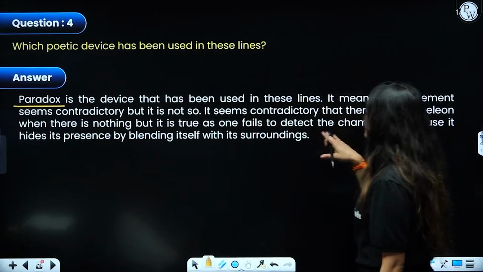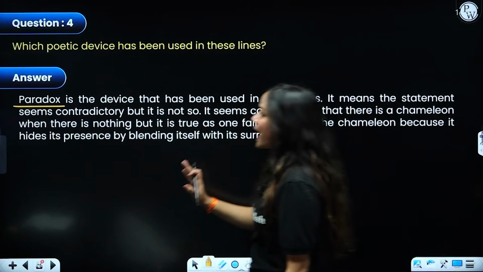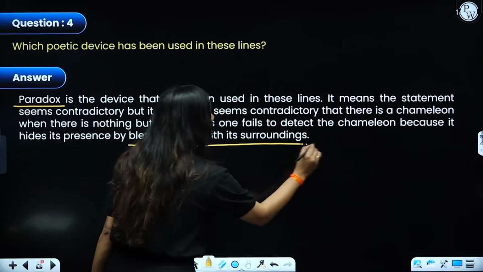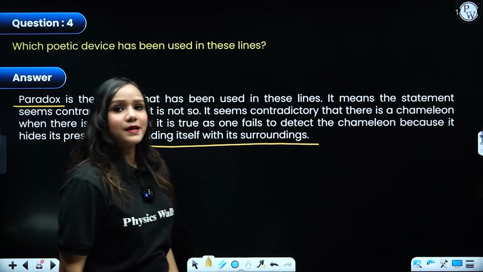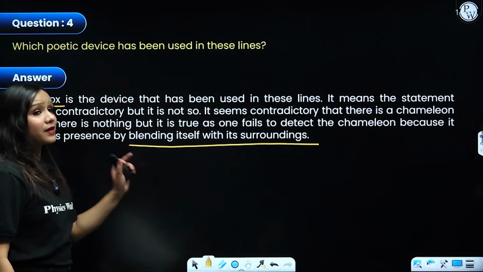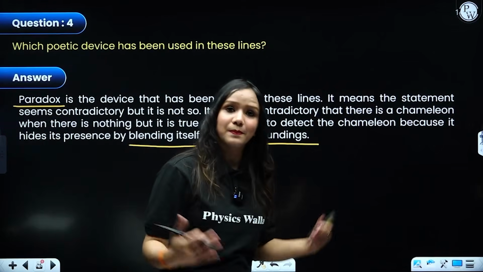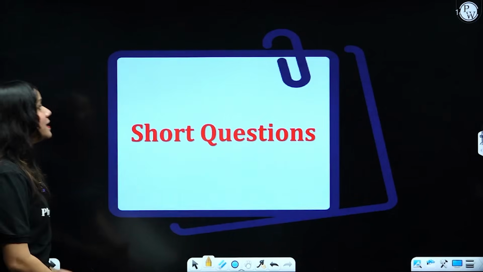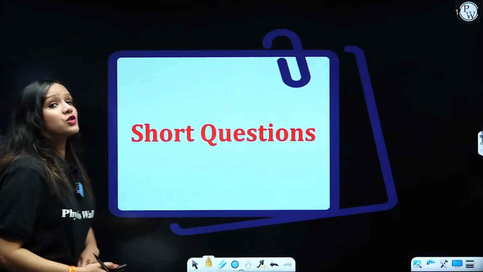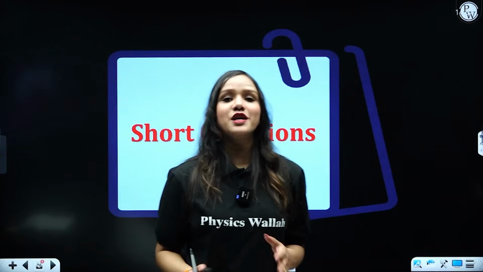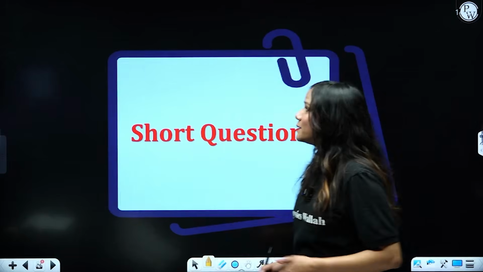It is true one fails to detect the chameleon because it hides its presence by blending itself with the surroundings. Got it? So I hope this is quite clear, and I hope I have tried to make it simpler and understandable for you all. So now let's proceed towards the short questions of the poem, which are not many. So let's dive deep into these questions.